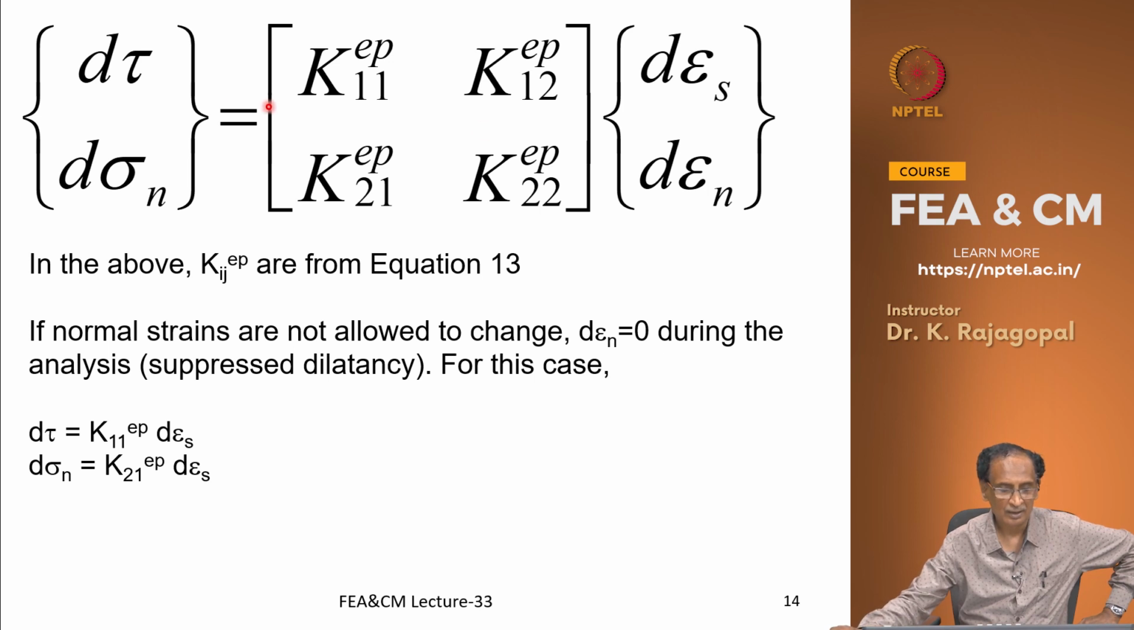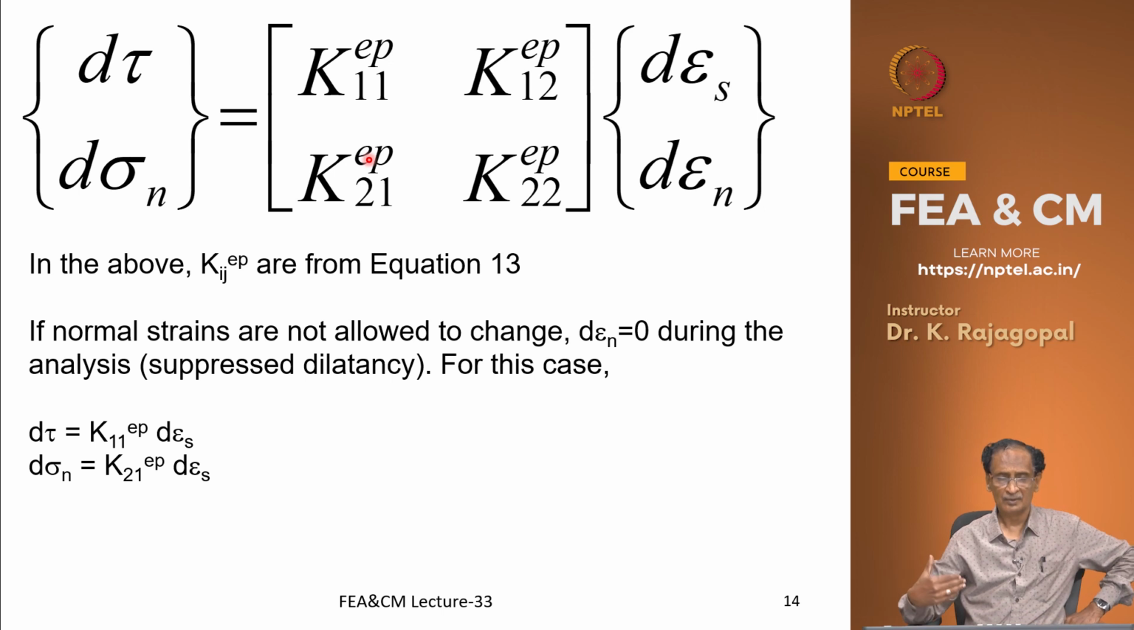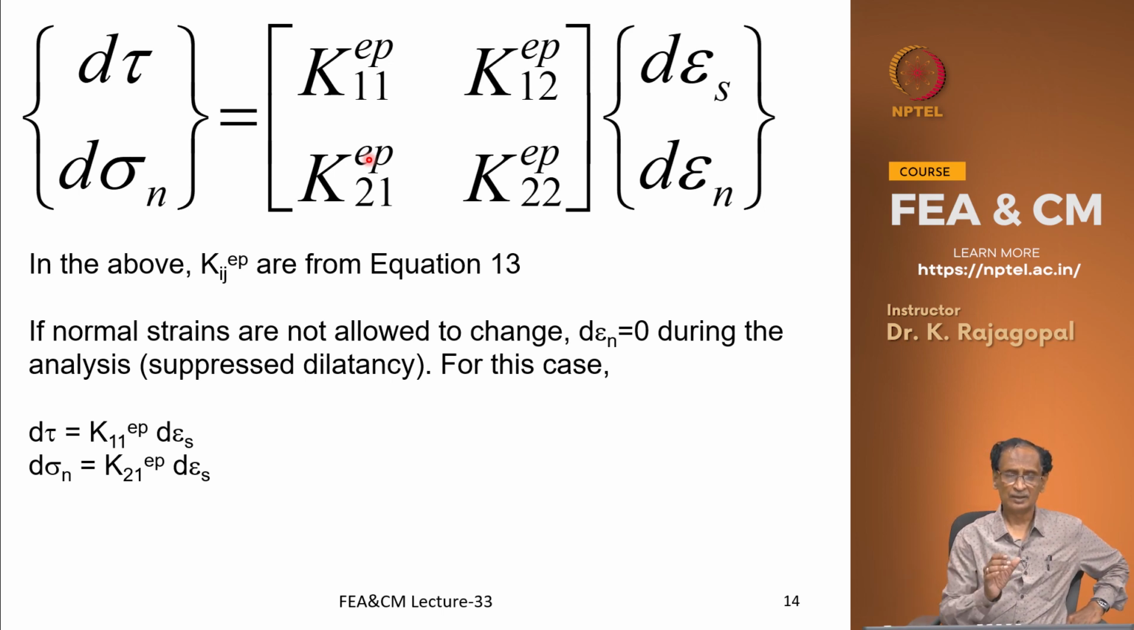So the equations implemented are d tau and d sigma n equal to K11 elastoplastic, K12 elastoplastic, K21, K22 elastoplastic, multiplied by d epsilon s and d epsilon n. During the elastic part, these two cross terms are simply 0, whereas in the plastic part we have the influence of the cross terms.